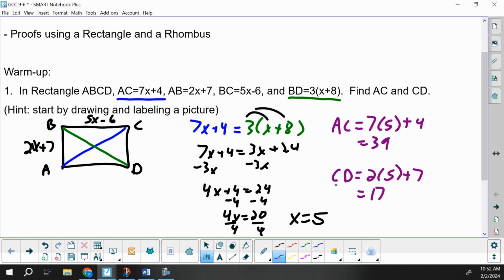So those two sides we know are not going to be equal to each other, but in a rectangle the diagonals are congruent. So set those two diagonals equal to each other, solve, and you get x is 5. Sub in 5 to the AC expression, you get 39. Now CD was not directly given to us, but CD is the same length as AB, so sub the 5 into AB's expression to get 17.